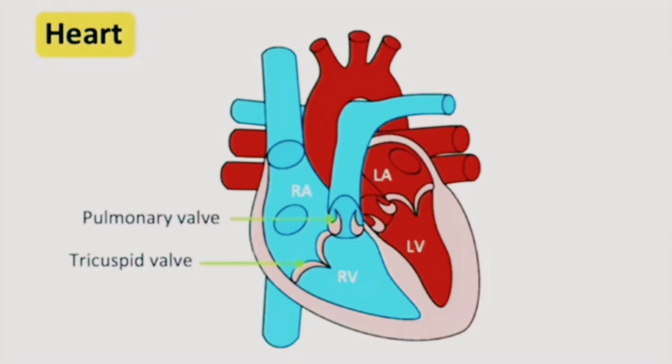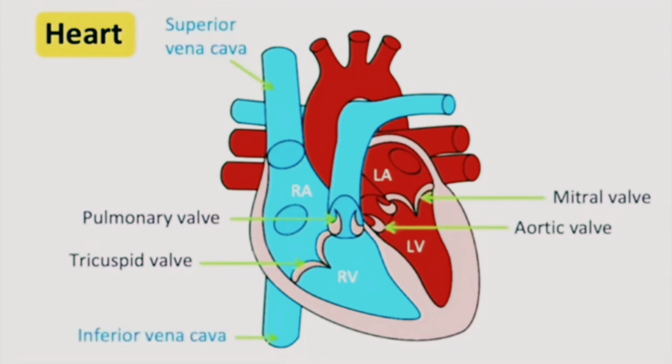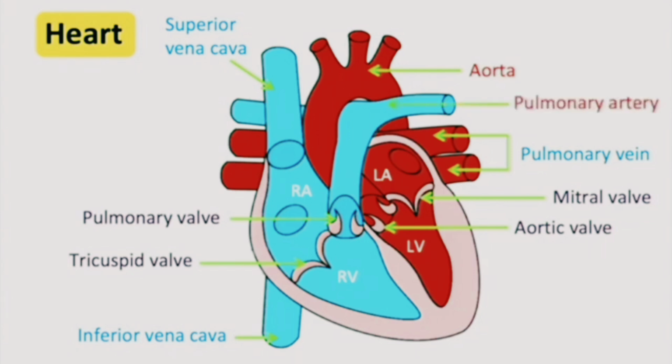and pulmonary valve are on the right. The mitral and aortic valves are on the left. The superior and inferior vena. The pulmonary vein carries oxygenated blood from the lungs to the heart. The aorta is the main artery that carries oxygenated blood away from the heart to the rest of the body. The pulmonary artery carries deoxygenated blood from the heart to the lungs.